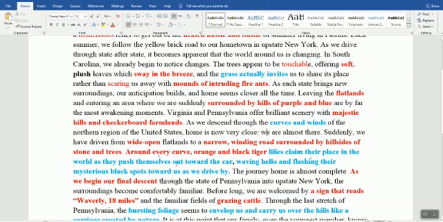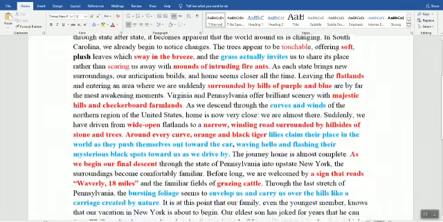So claim their place in the world as they push themselves out toward the car, waving hello and flashing their mysterious black spots towards us as we drive by. So now the flowers are claiming that they are part of the world. Flowers are pushing themselves towards the car, flowers are waving hello, flowers are flashing their mysterious black spots towards us. So you see, flowers are doing all the things that a human can do. A personification has been used here. Now next, the journey home is almost complete.